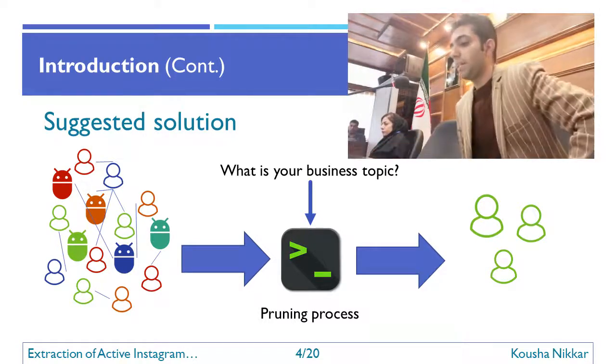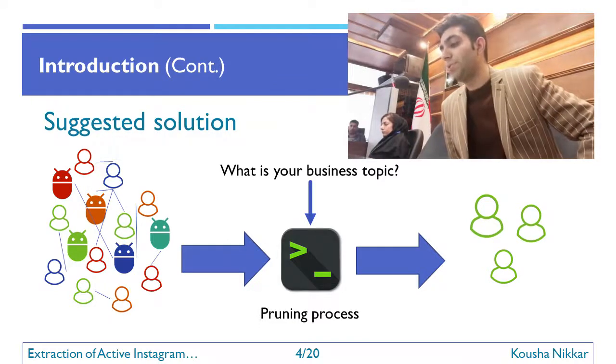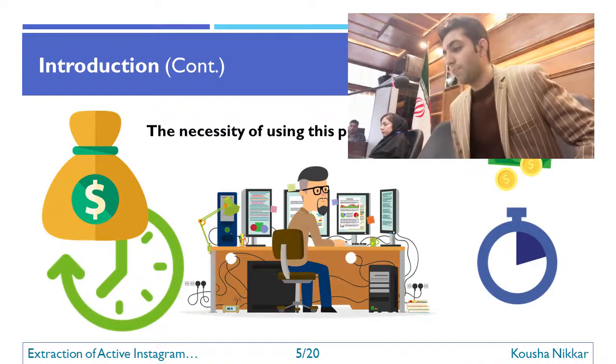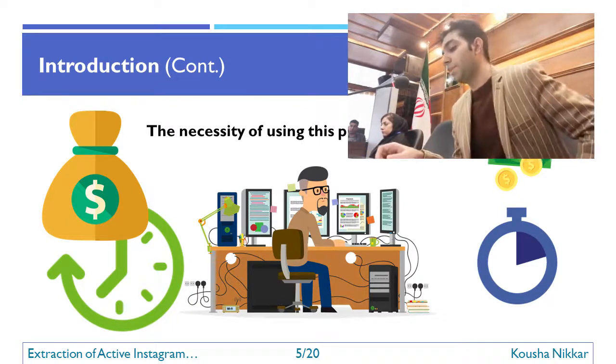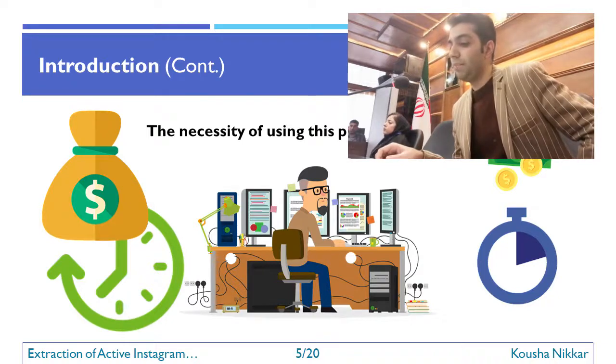The necessity of this approach in digital marketing is to reduce advertising costs while getting more feedback. In addition, in less time, by targeting the markets around each topic, every business person will be able to categorize his Instagram followers.